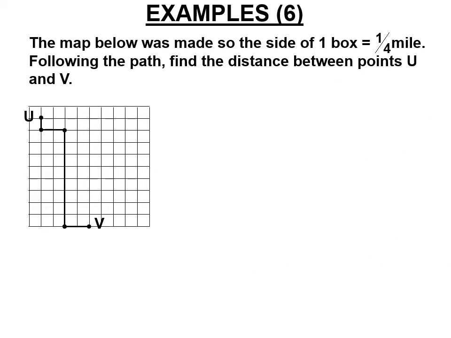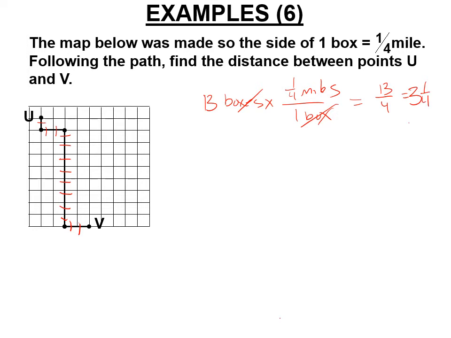The map below was made so that one box equals 1/4 of a mile. Following the path, find the distance between points U and V. So it's 1, 2, 3, 4, 5, 6, 7, 8, 9, 10, 11, 12, 13. So it's 13 boxes or 13 units times 1/4. 1/4 of a mile equals 1 box. So it's 13 times 1/4, which is 13 fourths. 12 fourths is 3, so it's 3 1/4 miles, right? You always have to put units on.